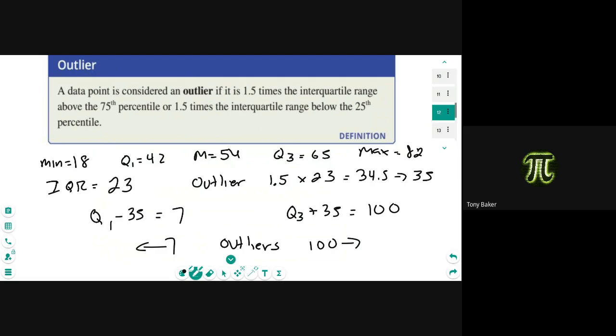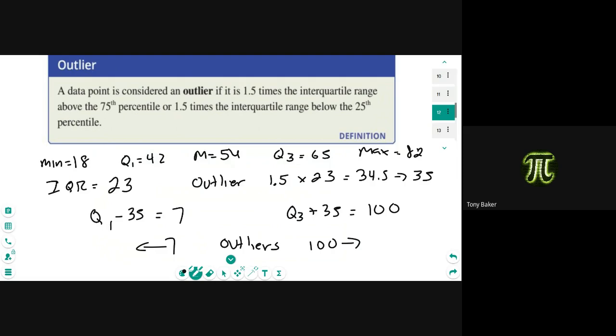Where are you getting the 35? Oh, 1.5 times 23. Where are you getting the 1.5? The rule. It's always 1.5. So, 1.5 times the interquartile range. Add that to the Q3, subtract it from the Q1. Anything outside of those numbers is my outliers.